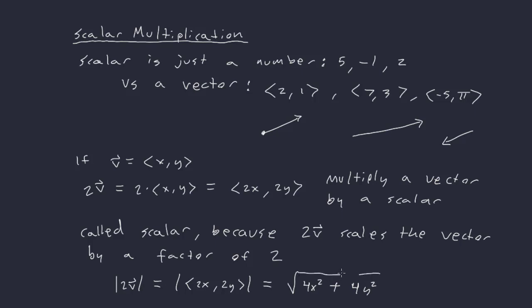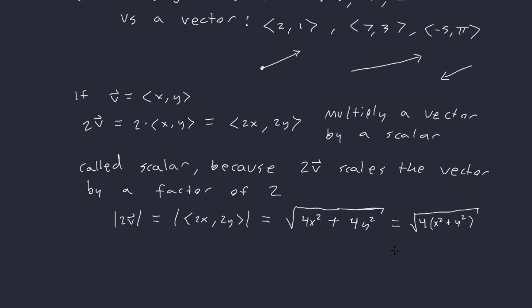Here we can factor out that 4. The square root of 4 is, of course, 2. So this comes out to be 2 times the square root of x squared plus y squared, and there we have it, 2 times the magnitude of v. So the magnitude of 2v is double the magnitude of v. When you multiply a vector by 2, you're doubling the force, but you're not changing the direction. Let me show you with an example.